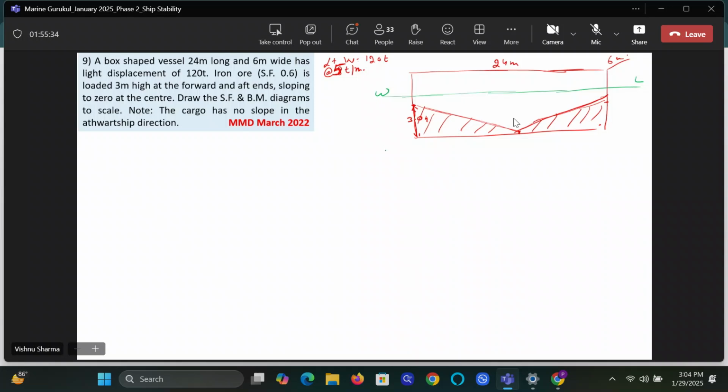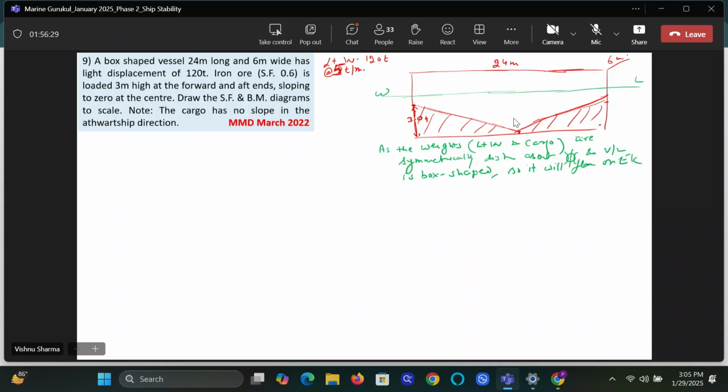So now here, I'm writing clearly: as the weight, light displacement and cargo are symmetrically distributed about midships, and vessel is box shaped, so it will float on even keel. Is that clear, beta? Have you understood the reason? Right?